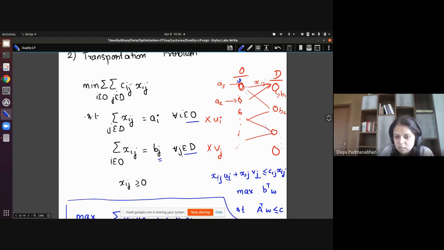So fix a j, and take the sum over all the origin locations, and that sum of the xij should be equal to bj. Okay, and of course you want xij's to be greater than or equal to 0.